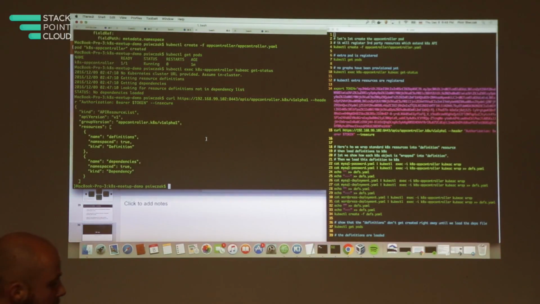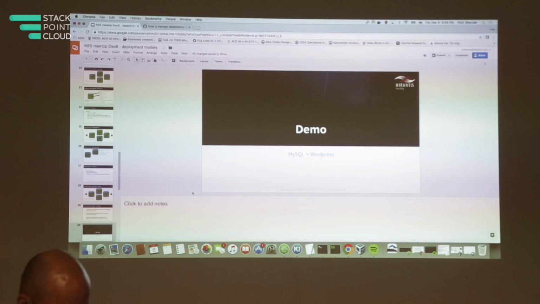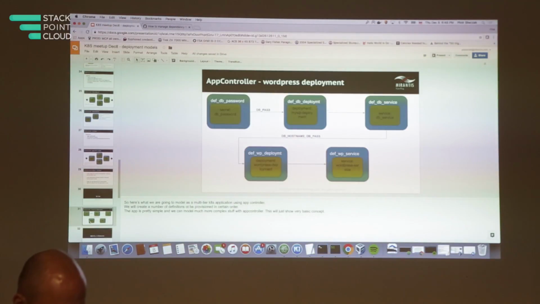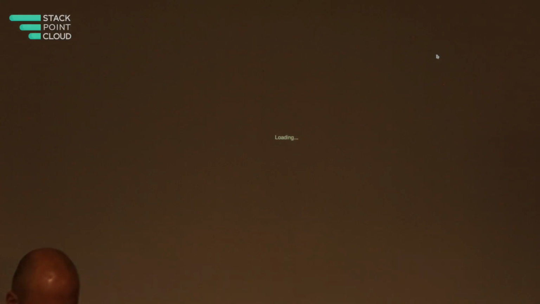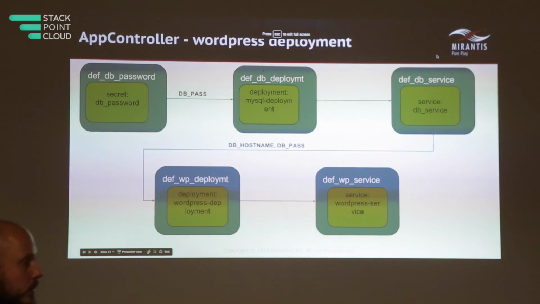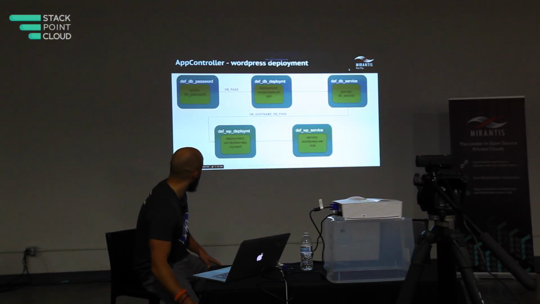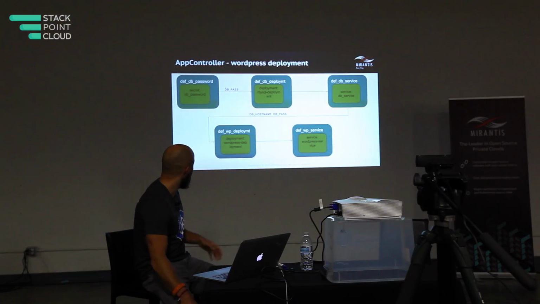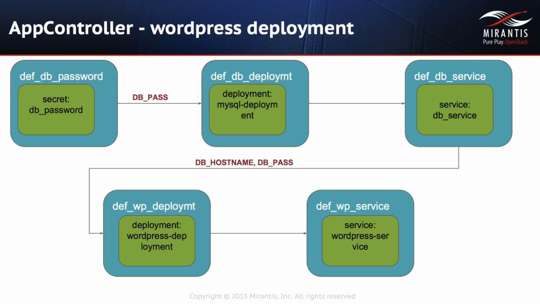Let's start deploying and modeling our application. Let me switch back to what we're going to be modeling. It's going to be a really dumb example, and believe me, AppController can do much more complex graphs than this. But this is just to show how it can get started.